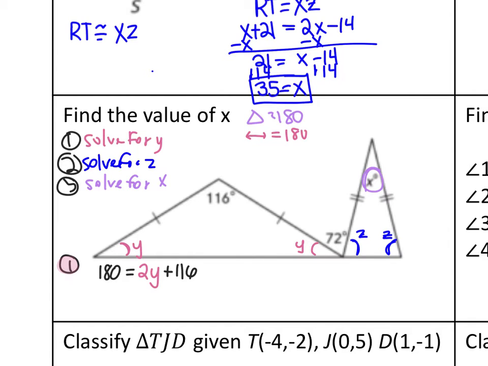So once we get to this point, we subtract 116 from both sides. We're going to get 2y equals 64. Right? And then when we divide by 2, we're left with y equaling 32. Okay? So y equals 32 degrees. So I'm going to put this right here. Okay?